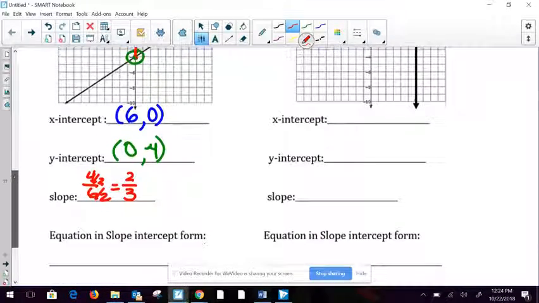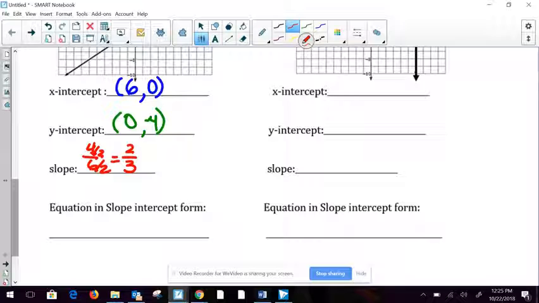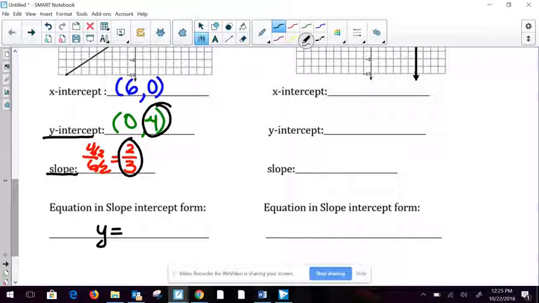Now, the last thing it asks us to do is to take that information and write an equation in slope-intercept form. Looking at it, the only two things I need to concentrate on is the y-intercept, that number in the y position, and my slope in reduced form. So if I were to write my equation in slope-intercept form, I have y is equal to, what is my slope? Good job, 2 over 3. And then I still have my x. And then what number is in the y position of my y-intercept? Negative 4. And now I wrote my equation in slope-intercept form.